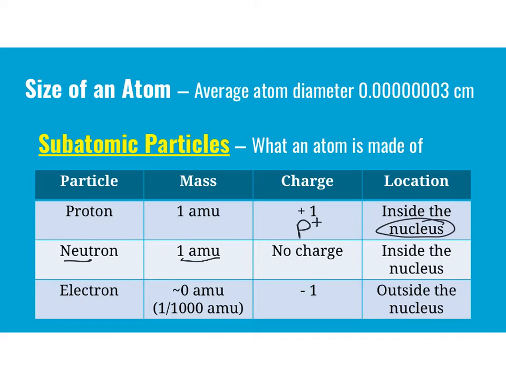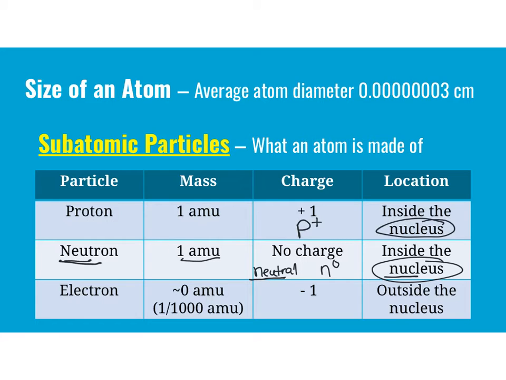Neutrons are also going to have the same mass as a proton, so it's also going to have 1 AMU. We say it has no charge, or oftentimes we say neutral, and we abbreviate that as an N with a 0, and they're going to be found inside the nucleus as well. Notice neutron is neutral in the nucleus, so keep those sounds all together: neutron, neutral, nucleus.